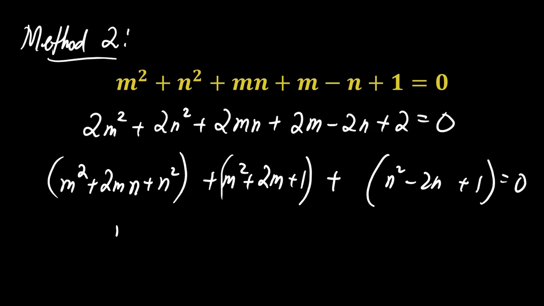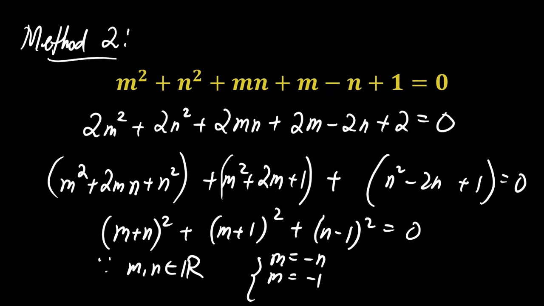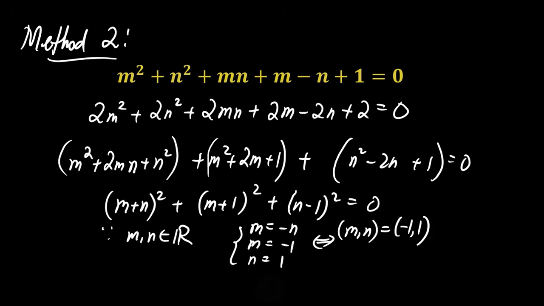So for the first one, this is (m plus n) squared. Second one, (m plus 1) squared. And the last one, (n minus 1) squared equals 0. And since m and n are real numbers, each square is greater than or equal to 0. The above equation means that m has to be equal to negative n, m equals negative 1, and n equals 1, which also means that m and n have to be negative 1 and 1. And again, the value of 1 over m plus 1 over n equals 0.